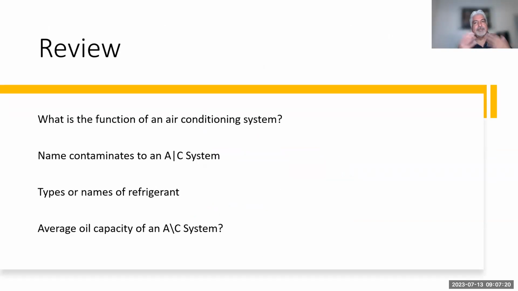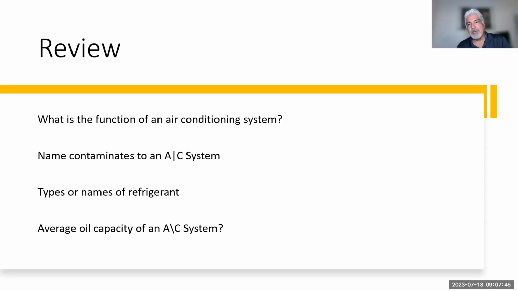So in review, before I continue on, what is the function of an air conditioning system? Like I said, it cleans, cools, and dries the air. Name the contaminants of an AC system that we measured in part one. Well, air is a biggie, right? Too much oil could be a factor, or maybe the wrong oil too. God forbid they use the wrong oil, but in this case, the oil can be the situation there.